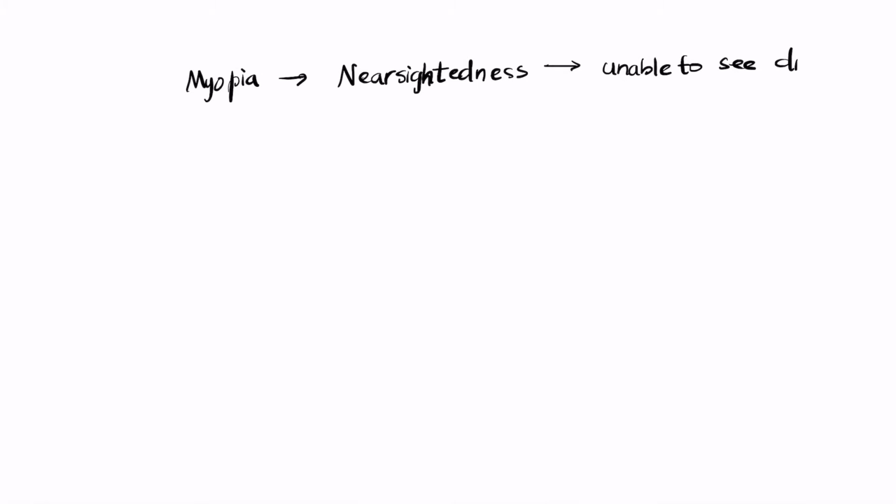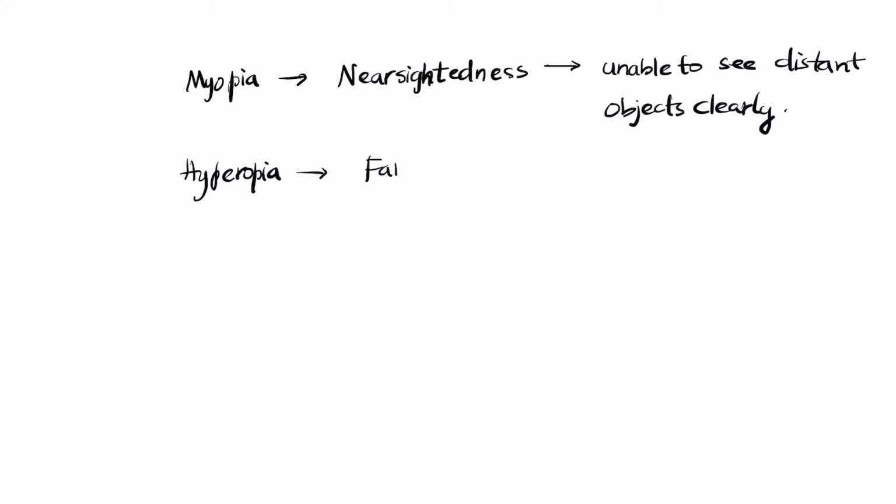So myopia, also called nearsightedness, is a condition where you are unable to see distant objects clearly. Right? The other condition is hyperopia. Hyperopia is also called farsightedness. Farsightedness is where you are unable to see close objects clearly.